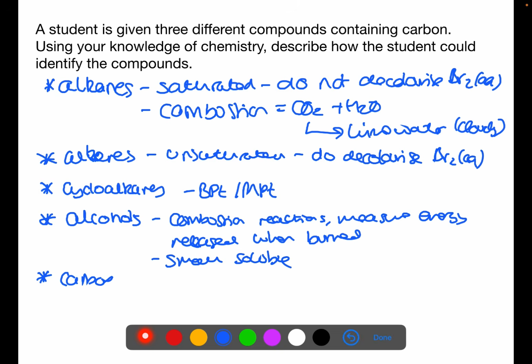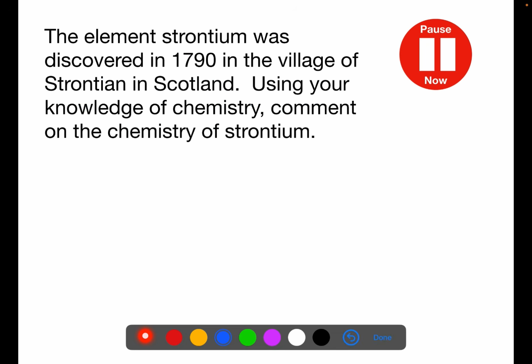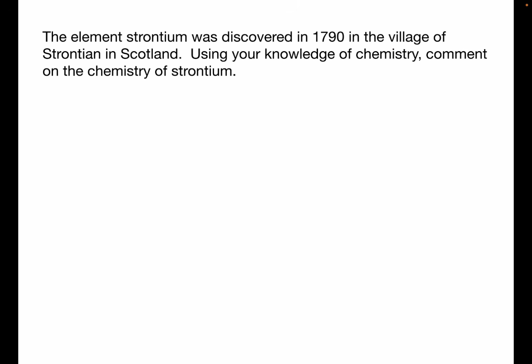And then the last family that you looked at are the carboxylic acids. And a really easy test for them would be a pH test, because their pH will be less than 7. Pause the video now and try to find an answer to this question. The element strontium was discovered in 1790 in the village of Strontium in Scotland. Using your knowledge of chemistry, comment on the chemistry of strontium.